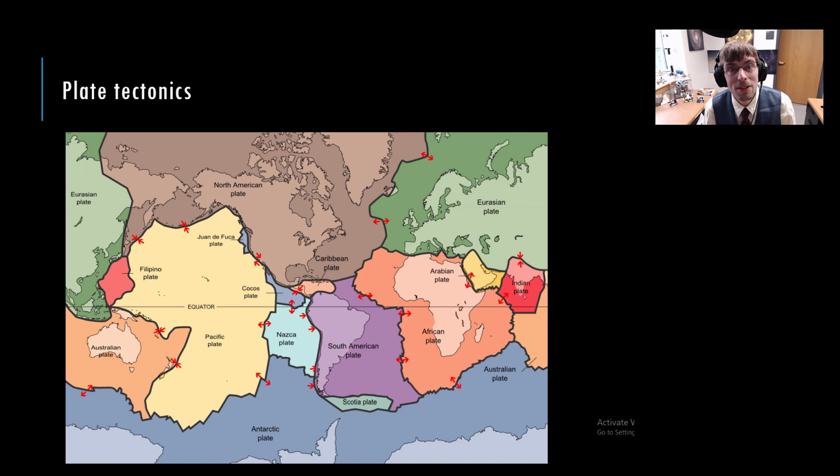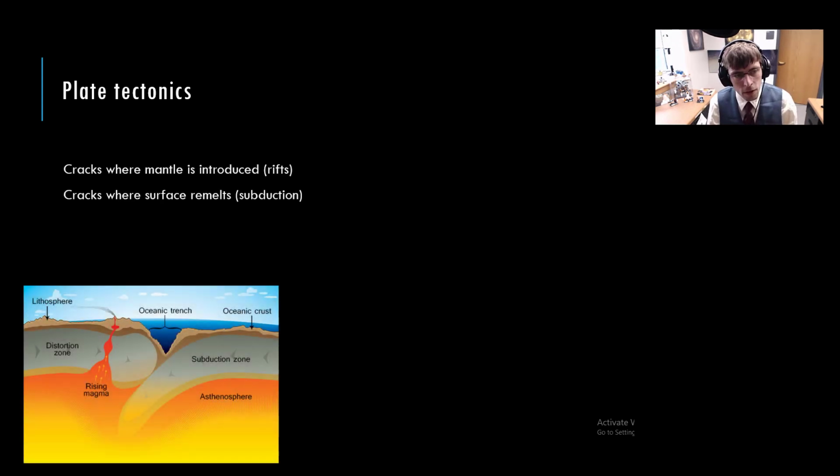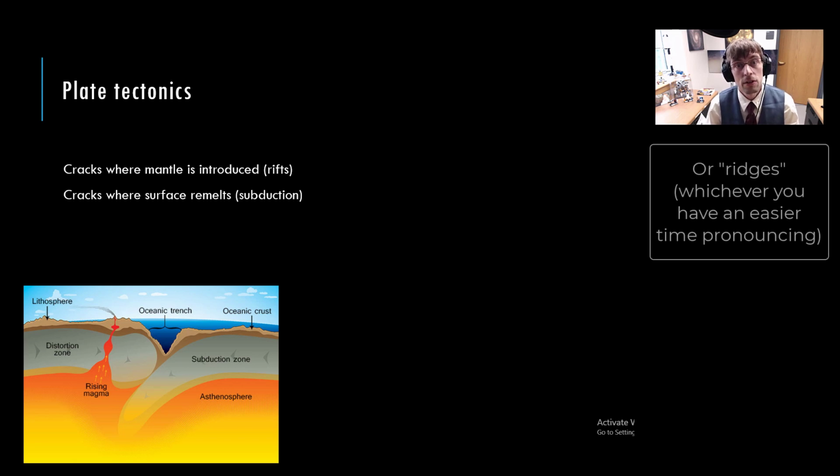Let's talk about some of these locations. Okay? So plate tectonics. We'll say the boundaries or the cracks where mantle is being introduced from the Earth's interior are referred to as rifts. Okay? And the main one that you notice on the Earth is what is called the Mid-Atlantic Rift. Okay? It's a boundary between plates where new mantle is being introduced and pushing the two plates apart.